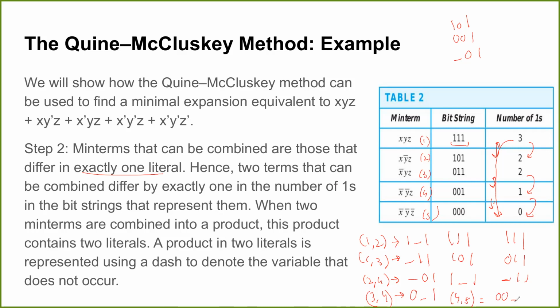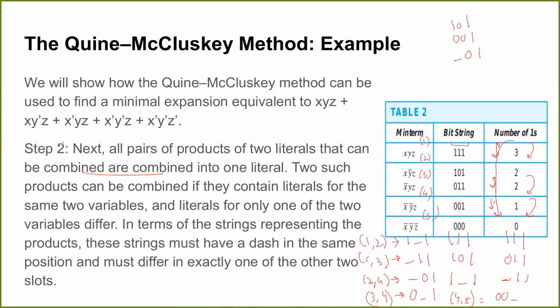You start combining the bit strings in the adjacent columns, which differ in only one literal. After you have done this, the third step is to further combine these strings. Now you look at these dashed versions and you combine the two terms only if they contain literals for the same two variables. In terms of bit strings, these strings should have dash in the same position and they should differ in exactly one of the two slots. So dash should be in the same position, and the other one should be variable.